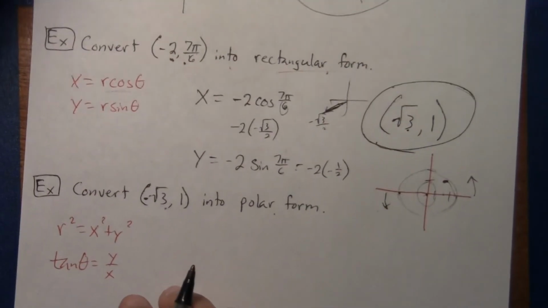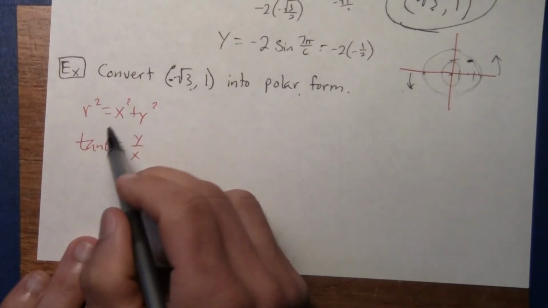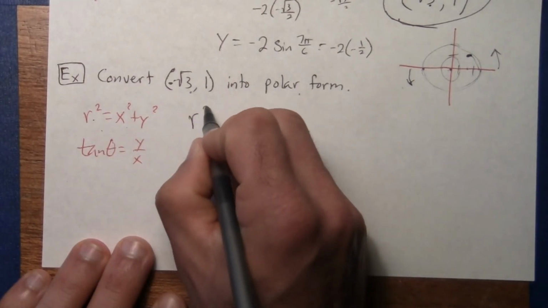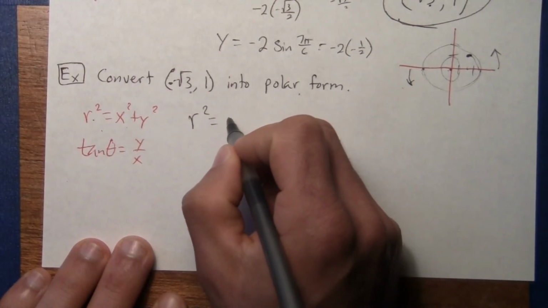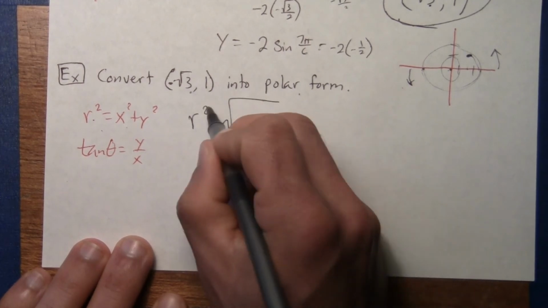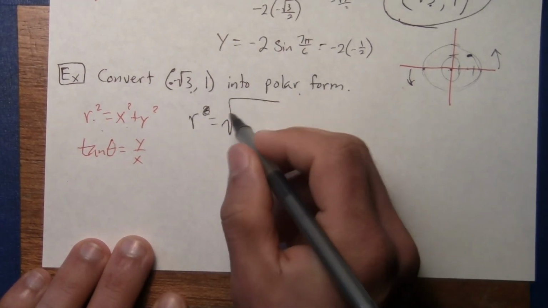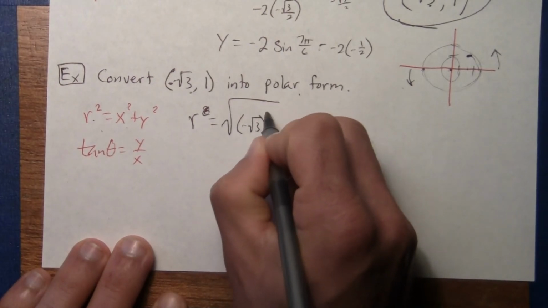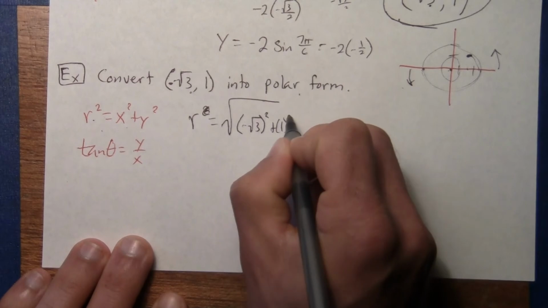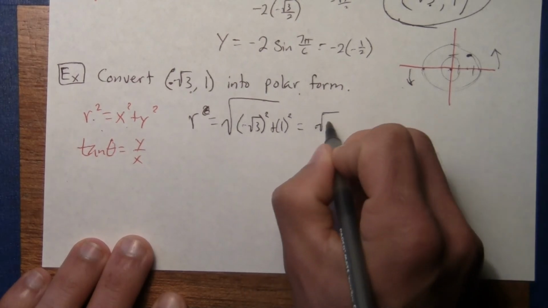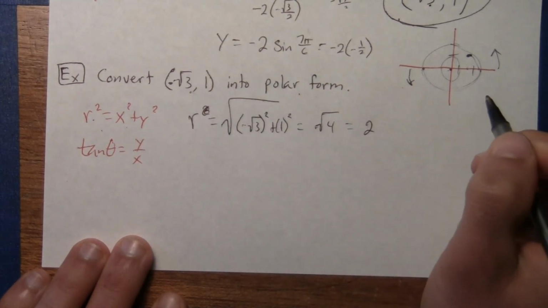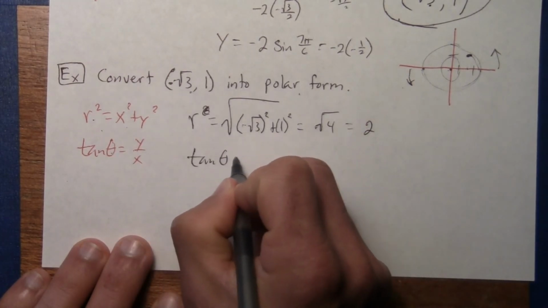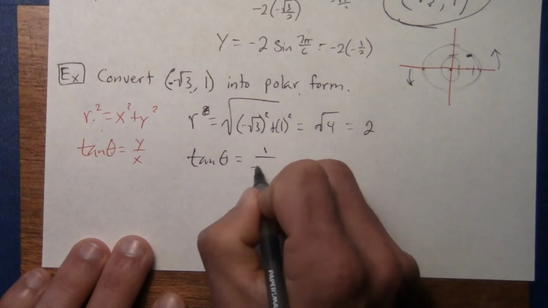All right, converting from rectangular form to polar form. Now I'm going to use these identities. So I need to know what r is. So I'm going to say r squared is equal to, or r is equal to, the square root of, since I'm going to take the square root of both sides, negative square root of 3 squared plus 1 squared, which of course is going to give me the square root of 4, or that's going to give me just 2. And then for the tangent of theta, it's always y over x, so I'm going to say that it's 1 over negative square root of 3.